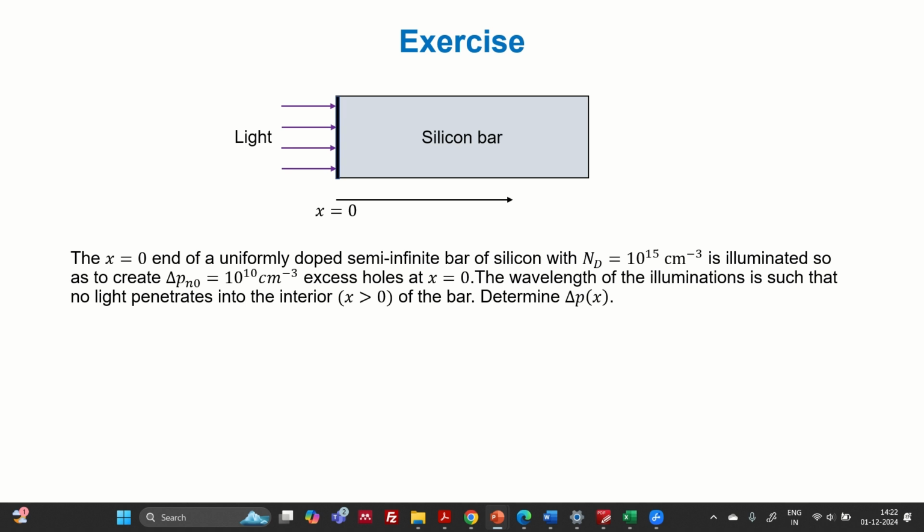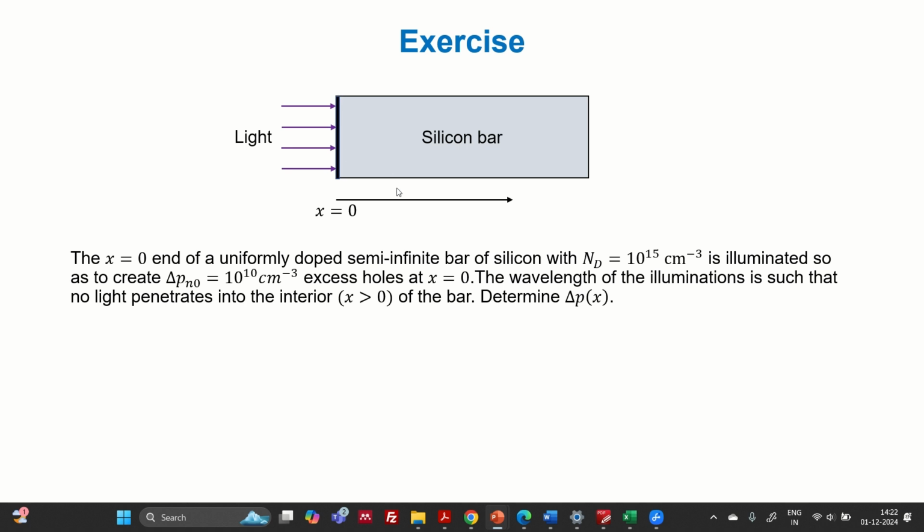First of all, there will be an increase in the excess carrier concentration. So what kind of silicon bar do we have? We have a silicon bar with n-type doping, so holes are going to be the minority carrier. First there will be an increase in the hole concentration. Excess hole concentration will increase here with respect to time.